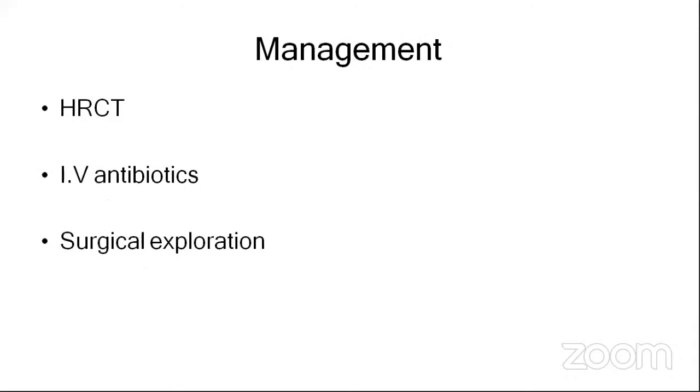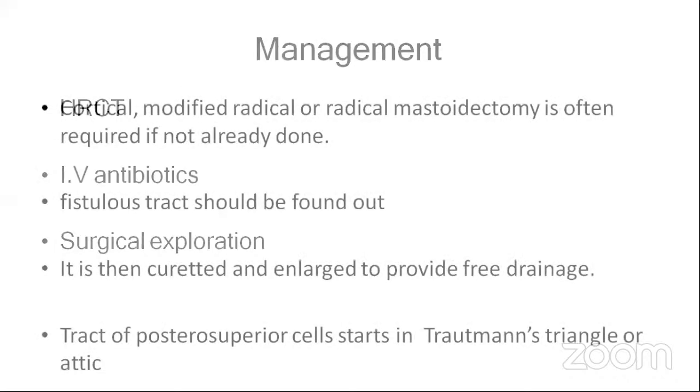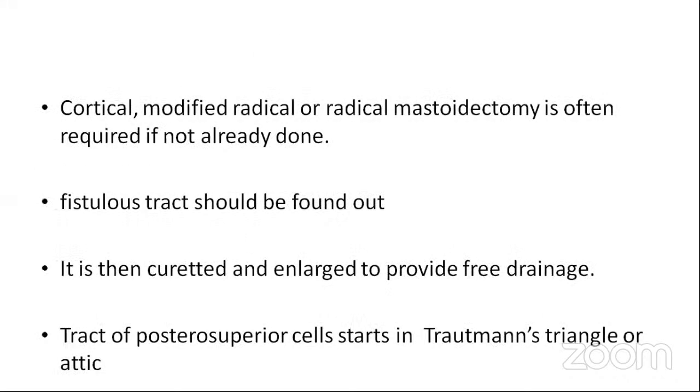So moving on to management, we have to take an HRCT temporal bone, we have to give IV antibiotics, and we have to go for surgical exploration. So a cortical, modified radical or radical mastoidectomy is often required, if not already done. The fistulous tract has to be found, and it is then curetted and enlarged to provide free drainage.